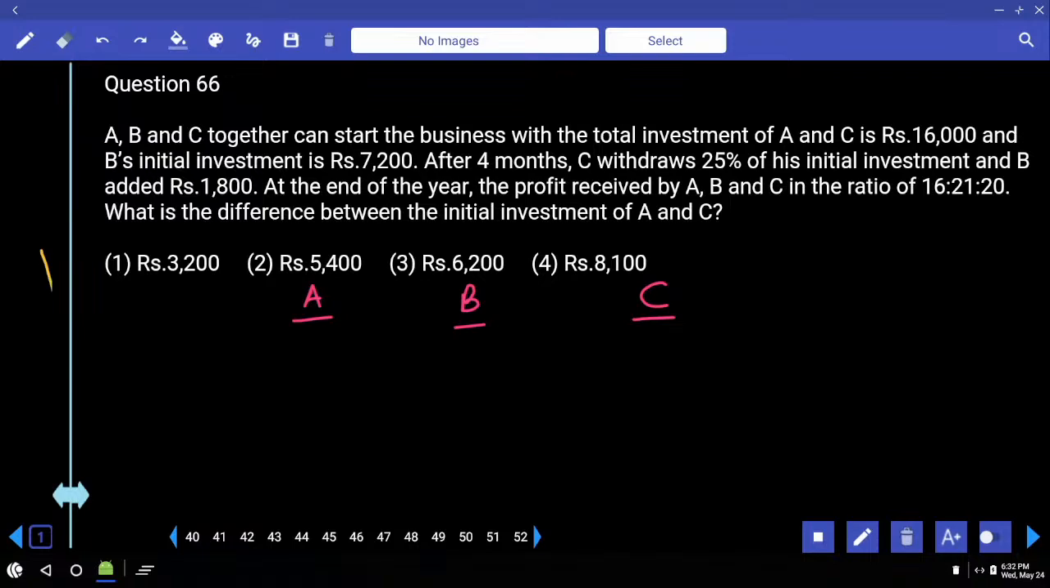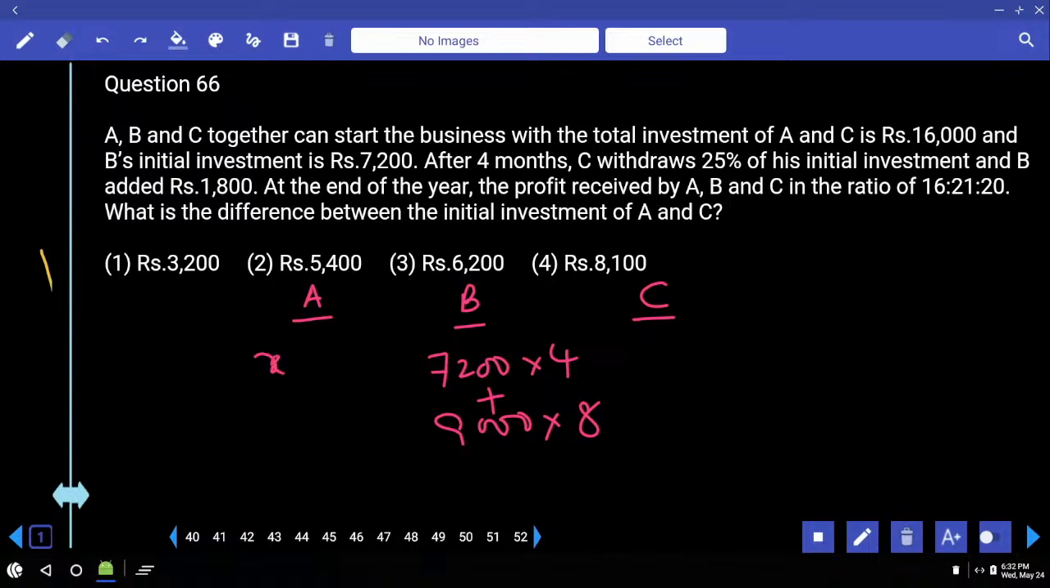B's investment, how is it? 7,200 into 4, 9,000 into 8, isn't it? Because after 4 months he added 1,800 extra. What about A and C? Actually the sum of the investments is 16,000.